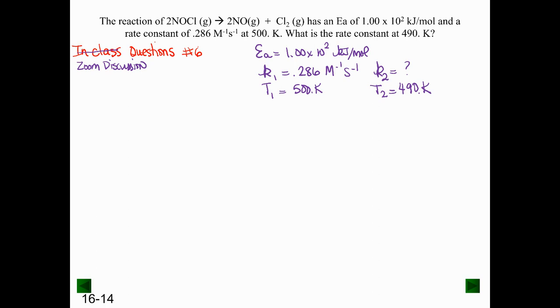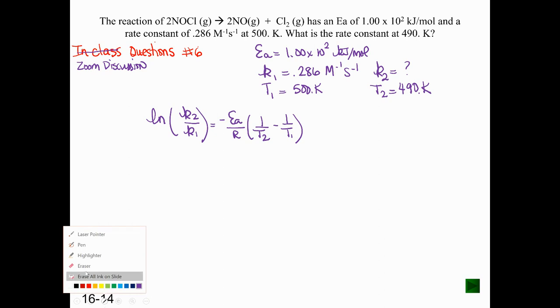Okay, so we're going to look at our Arrhenius equation, ln K2 over K1 equals negative E of A over R, 1 over T2 minus 1 over T1. So in this example, we're not solving for activation energy. We already have that, right? We're solving for the second rate constant, so that we have to isolate that term.